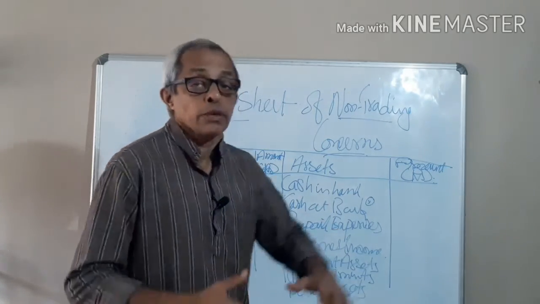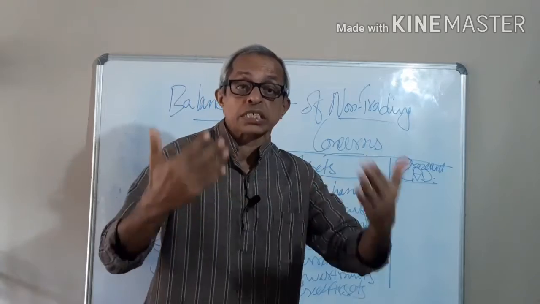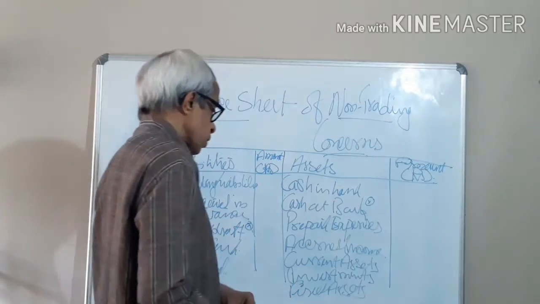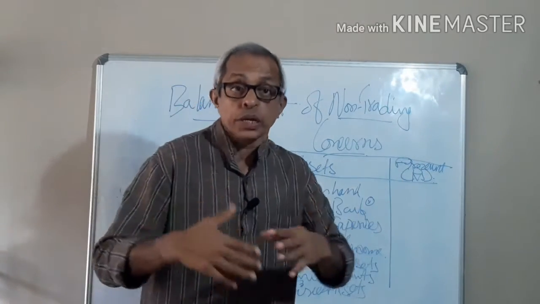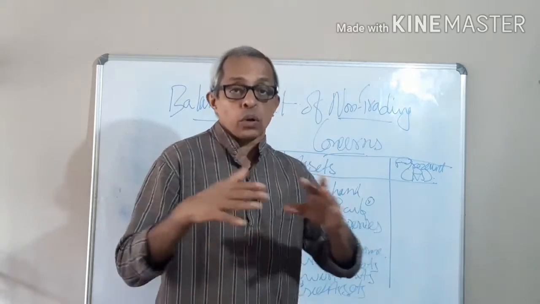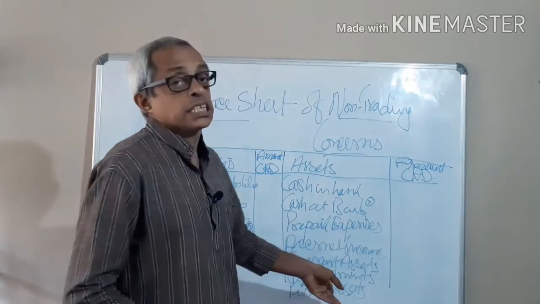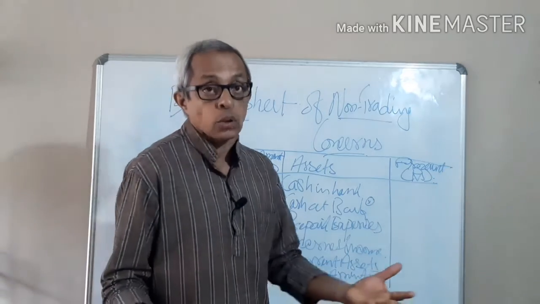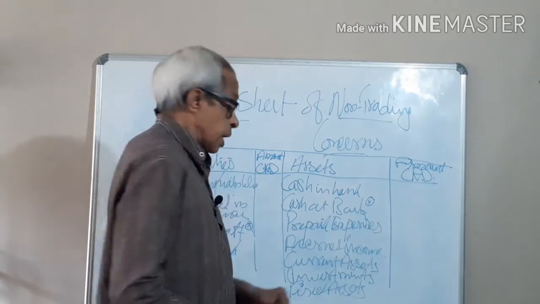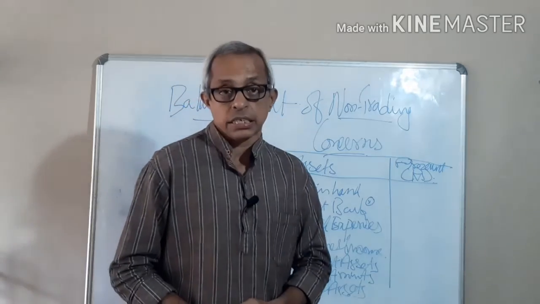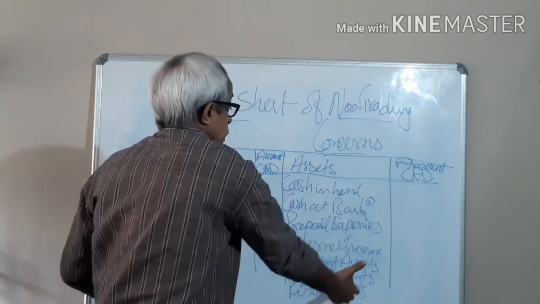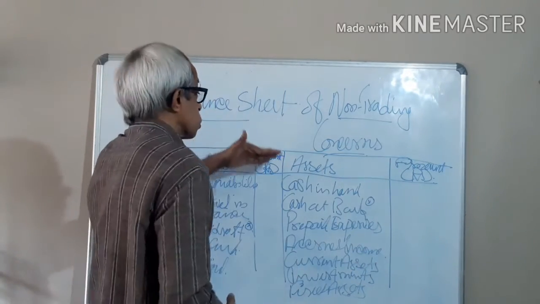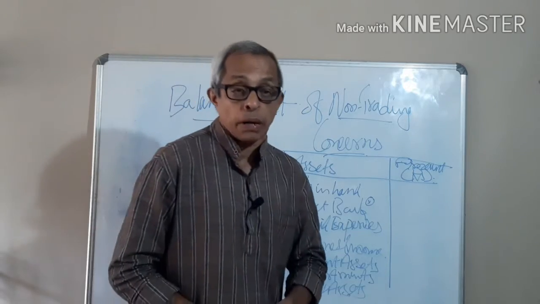And the next item is prepaid expenses, that is expenses paid in advance. And the next is accrued income, income accrued but not received. And the next is current assets, and next is investments, short-term investments of course, and next is fixed assets. This is the method by which a balance sheet of a non-trading concern is prepared.